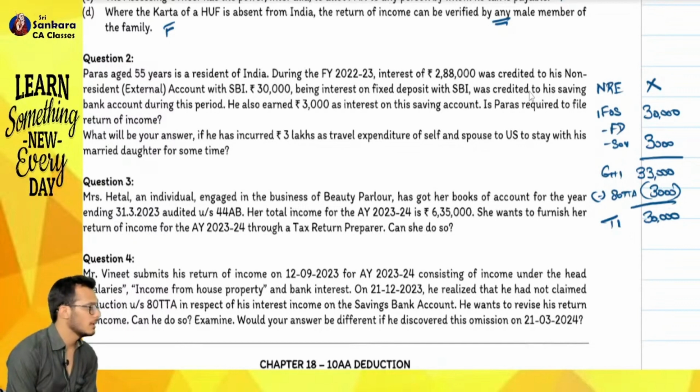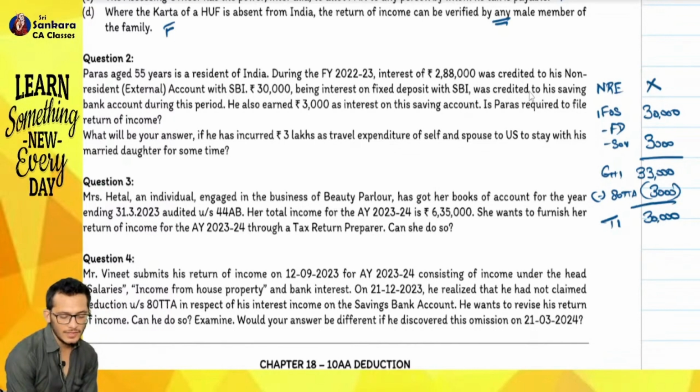Yes or no? Return filing, mandatory or not mandatory? Why? What is the basic exemption? Number. 33,000 is below 2,50,000, therefore not required to file a return.